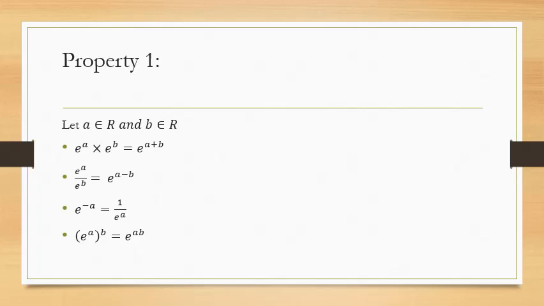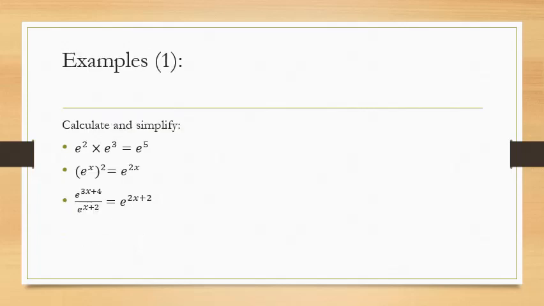Similarly, we have e power a divided by e power b. Rules of powers: division of two numbers having the same base e, so we subtract the powers. E power negative a equals 1 over e power a. E to the power a, to the power of b, is e to the power a times b.